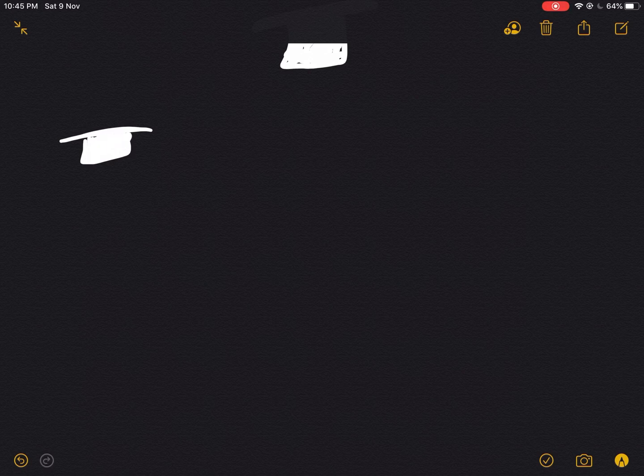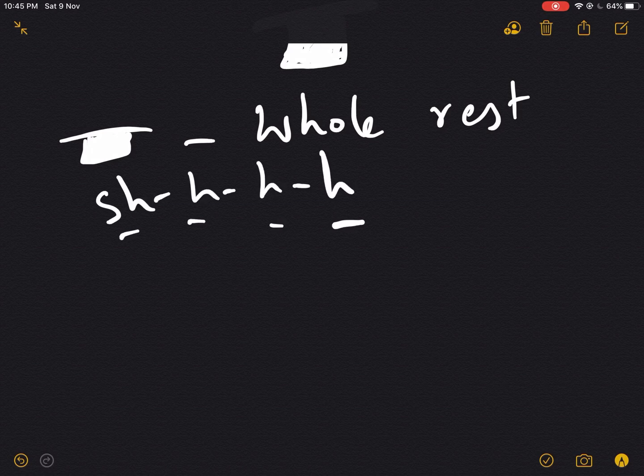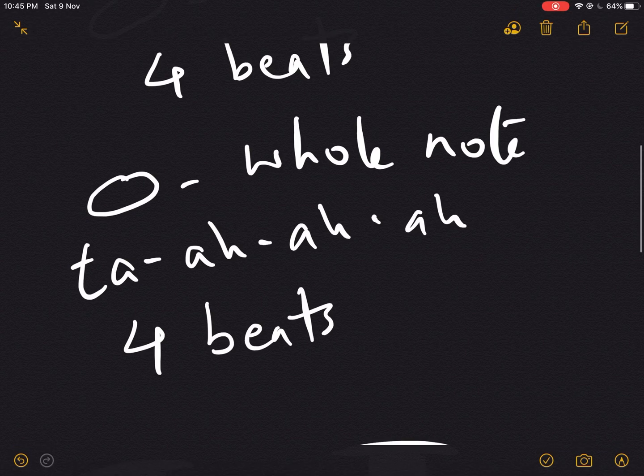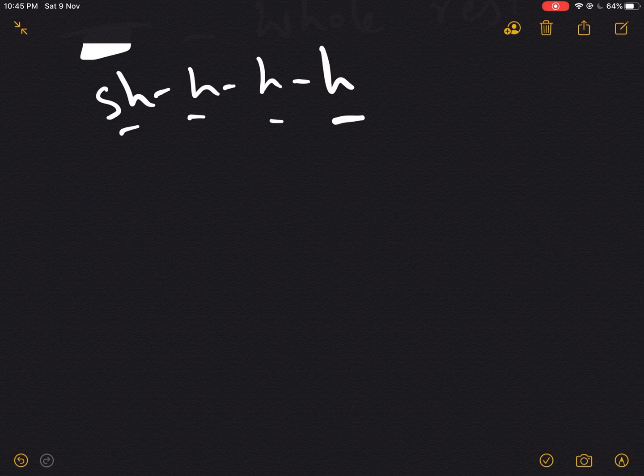This is called the whole rest. It is written in rhythm language as, there are 4 elements, 1, 2, 3, 4. That's 1, 2, 3, and 4. It's performed as shh. Okay, not sh, ha, but shh. A continuous sound that is stretched across 4 beats, just like the whole note was da, 4. Okay, you don't stop anywhere. It just goes shh.